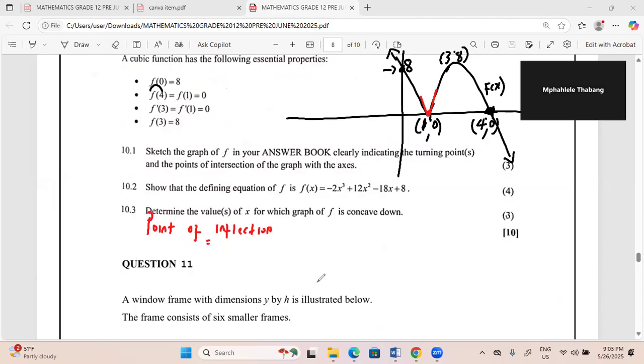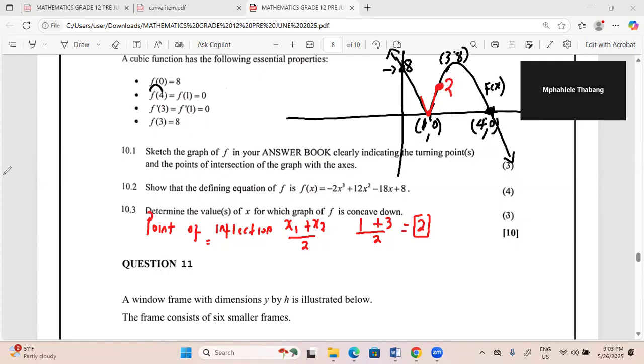And the point of inflection can be found by taking the two x turning points, adding them and dividing by 2. So what is your x1? It's 1. And what is another turning point? It's 3. So 1 plus 3 divided by 2 is 2. So the x coordinate of the point of inflection is 2.